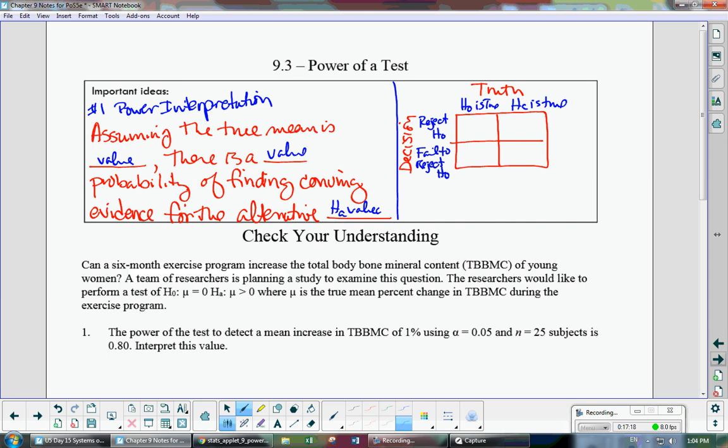So obviously, the two that we know: if H sub O, the null hypothesis, is true and we fail to reject it, that's good. That's what we want. Hey, you didn't do the crime. Great, we found you not guilty. Perfect. That's what you want. Hey, the person did the crime. We found you guilty. So the alternative hypothesis is true, and we rejected the null hypothesis. That's good.